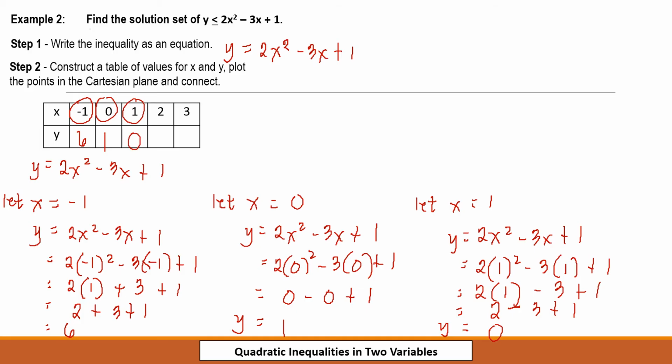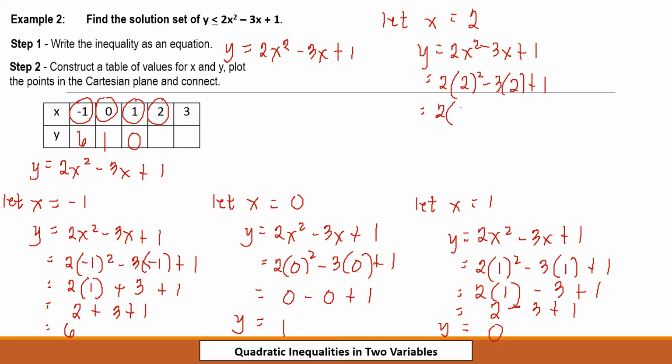Next, let x be equal to 2. So we have 2 times 2 squared minus 3 times 2 plus 1. 2 times 4 minus 6 plus 1. 8 minus 6 plus 1. 8 minus 6 is 2 plus 1, that is equal to 3. So if x is 2, y is equal to 3.